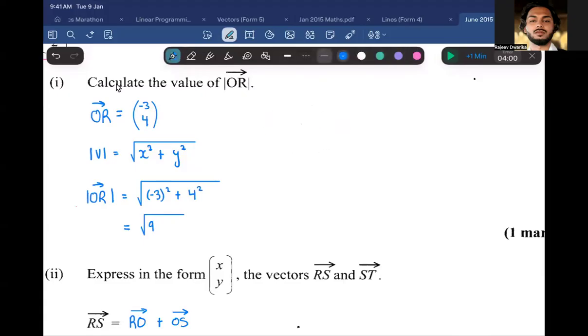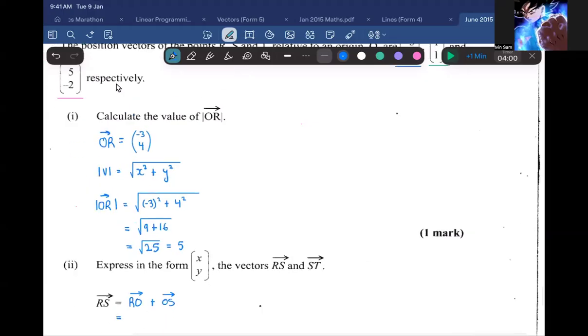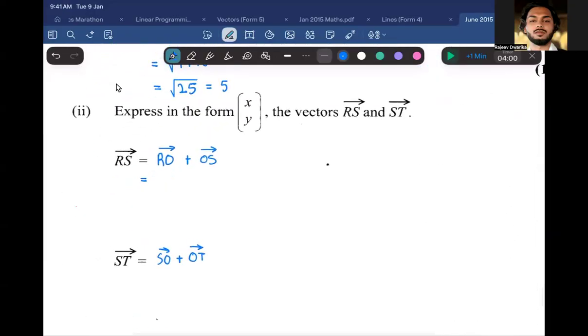And then Ivan, what is 4 squared? 16. Yes. What is the square root of 9 plus 16? That will be 25. And what's the square root of 25? 5. Yep, so that's the answer there. Right? Cool.